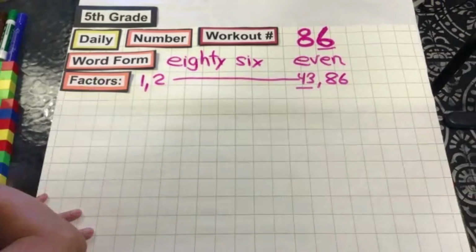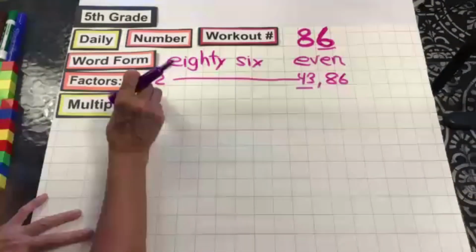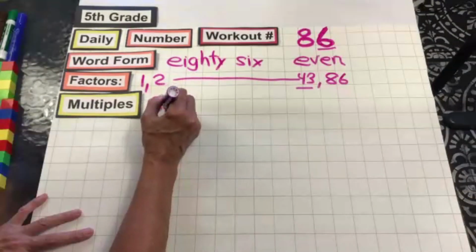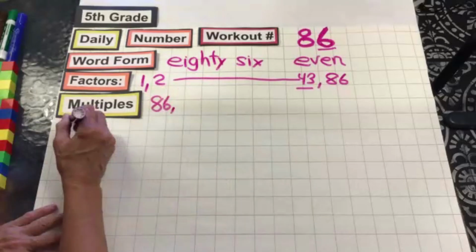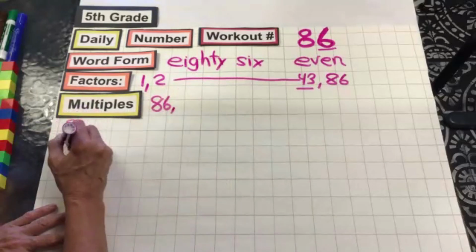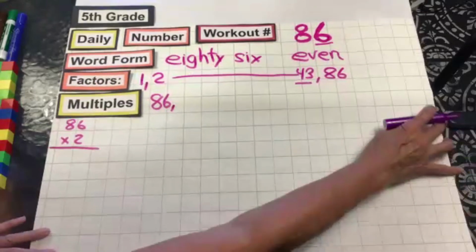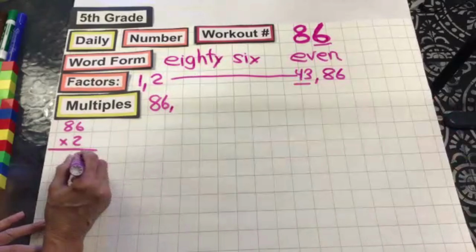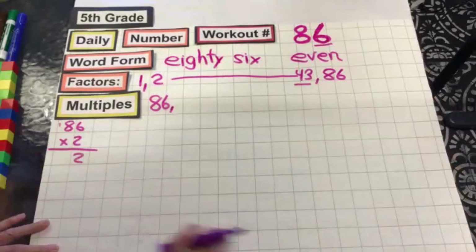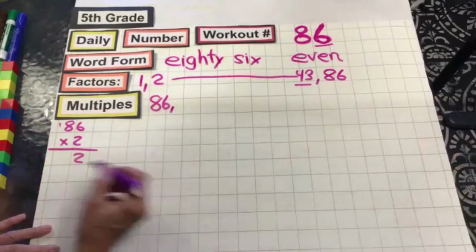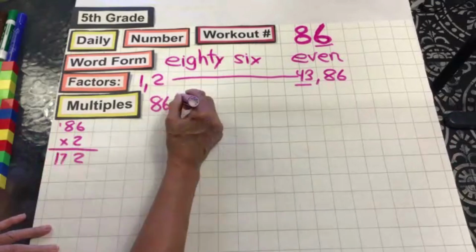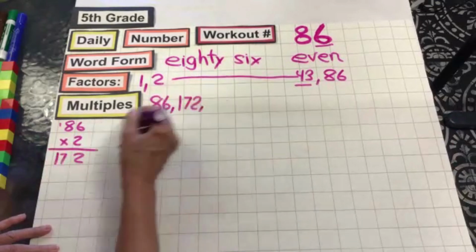All right, so let's go for multiples. We know 86 is the first multiple because 1 times 86 is 86. Let's do 2 times 86. So 2 times 6, let me make sure this is straight for you, is 12. Drop the 2, carry the 1. 2 times 8 is 16 plus 1 is 17. So 172.